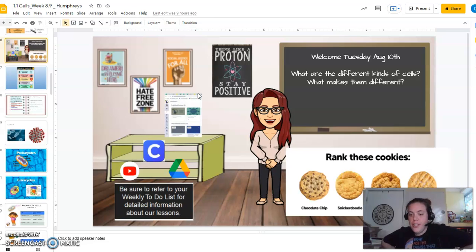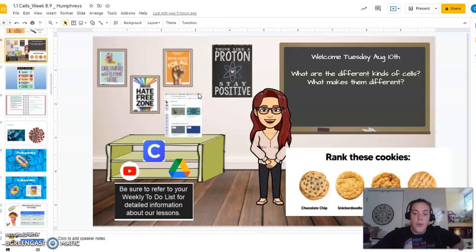Prokaryotes versus eukaryotes. So yesterday, or the previous video, we talked about how cells can be classified by how many cells there are. So we know unicellular has one cell, and multicellular has many cells, and we are multicellular. Now we're going to talk about a different way to classify cells, and that's whether they have a nucleus or not. So we're going to go ahead and dive into that.